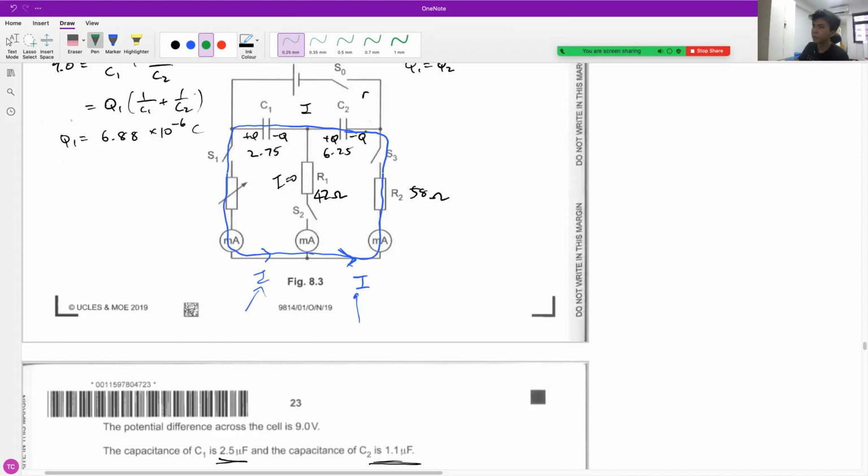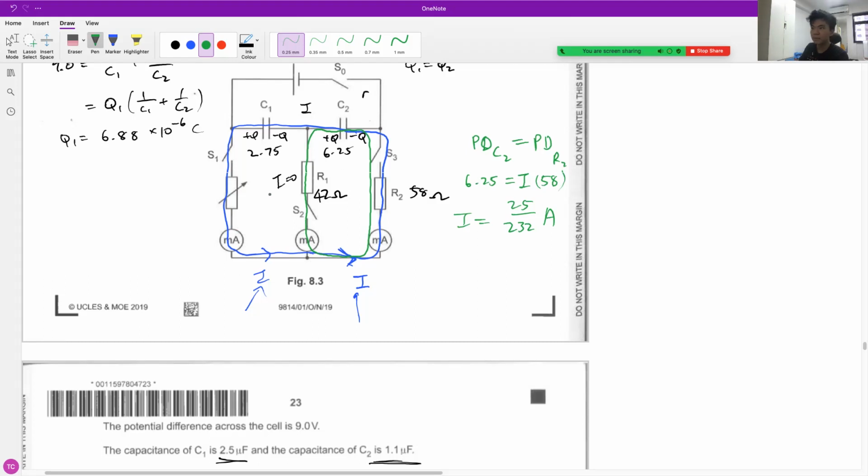Looking at the second loop, if zero current flows through R1, that means the PD across R1 must be 0. So the PD of your C2 must be the PD of your resistor 2. Since we know the PD of C2 equals 6.25, and the PD of R2 is I times 58 ohms, we can solve for I to be 25 over 232 ampere.